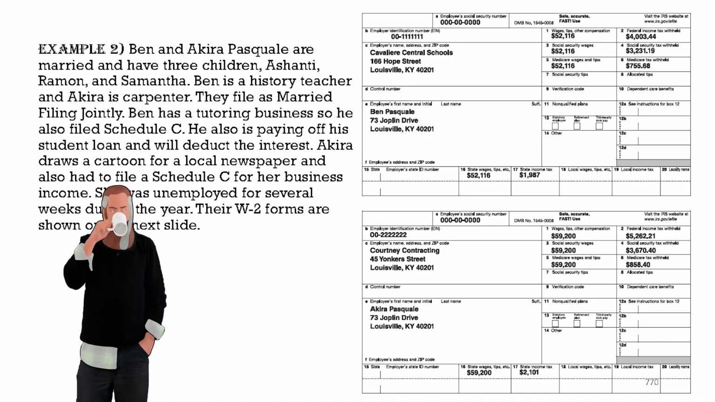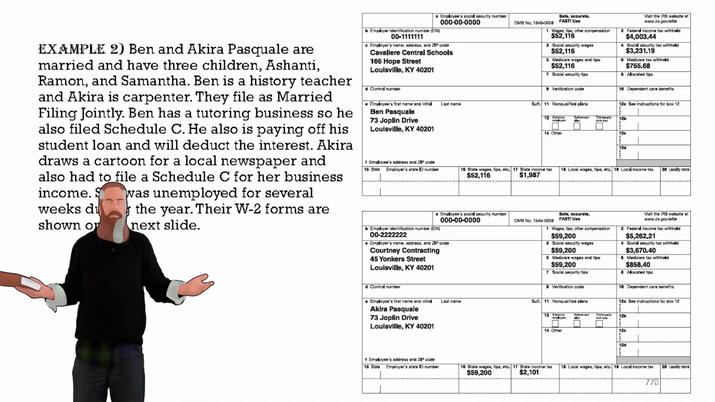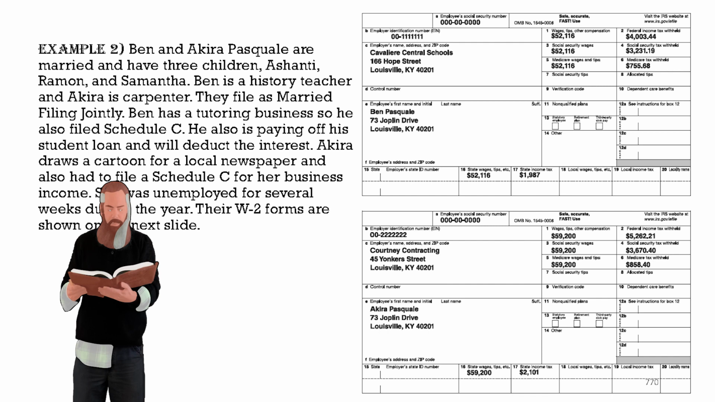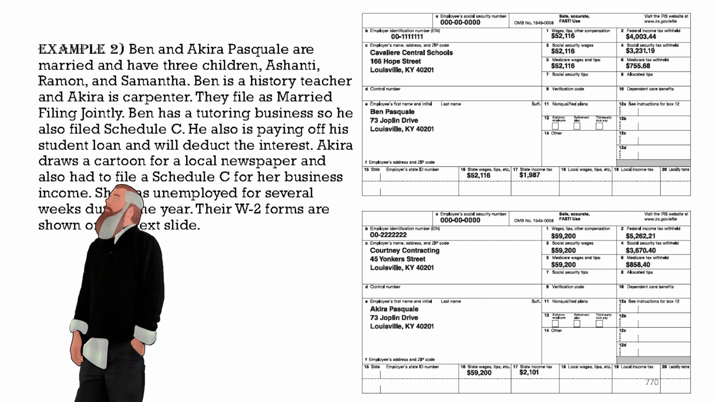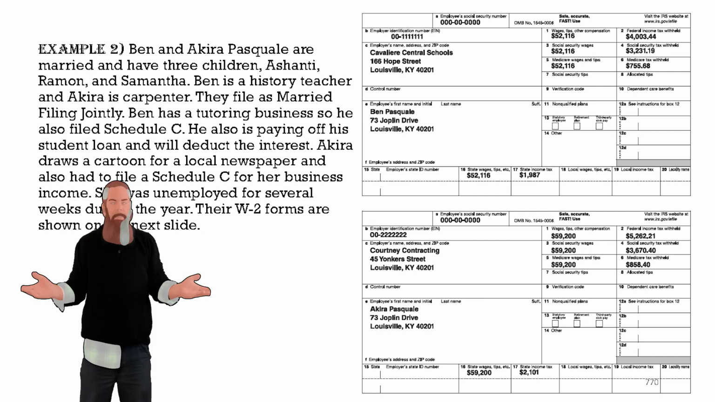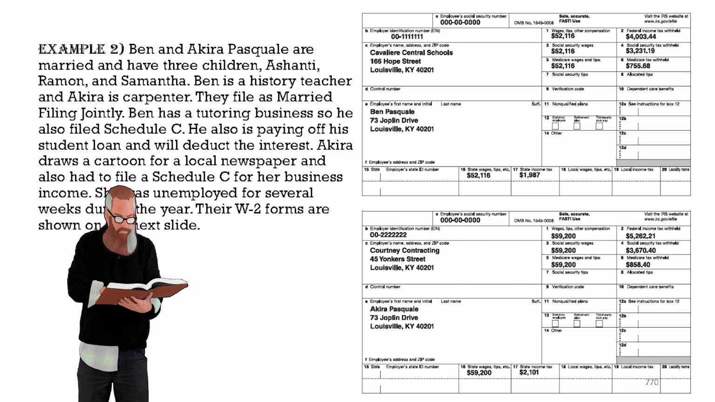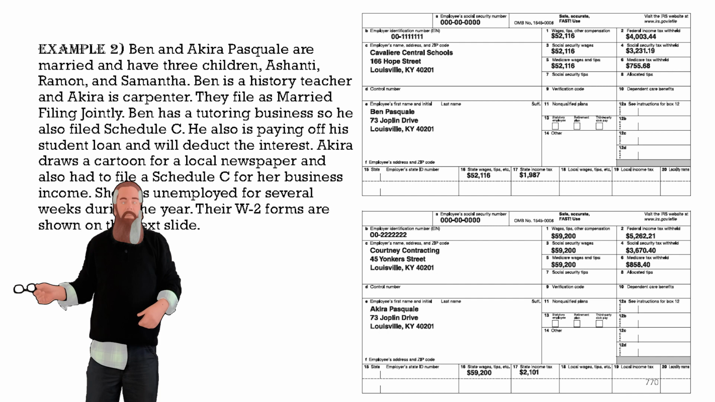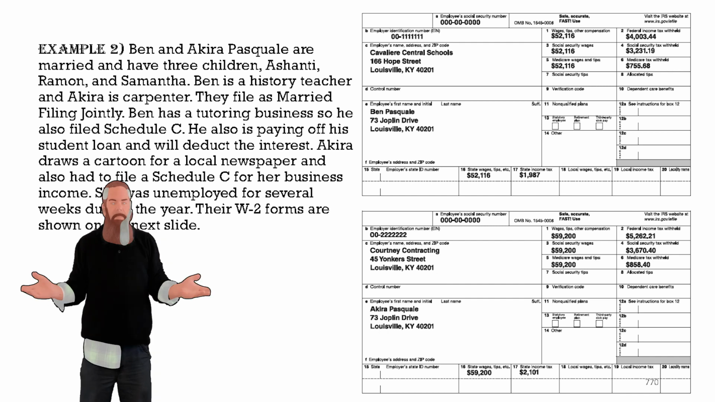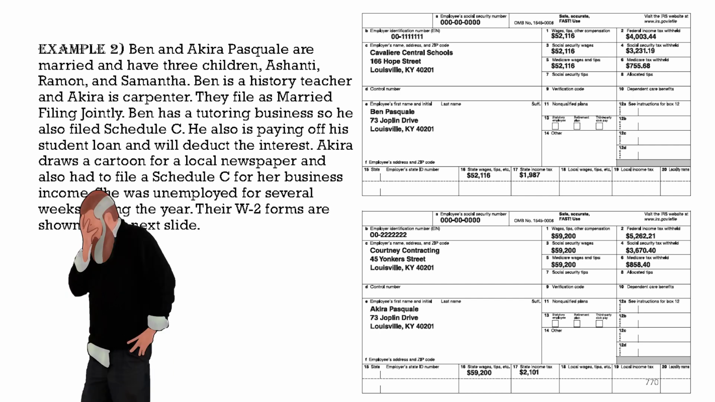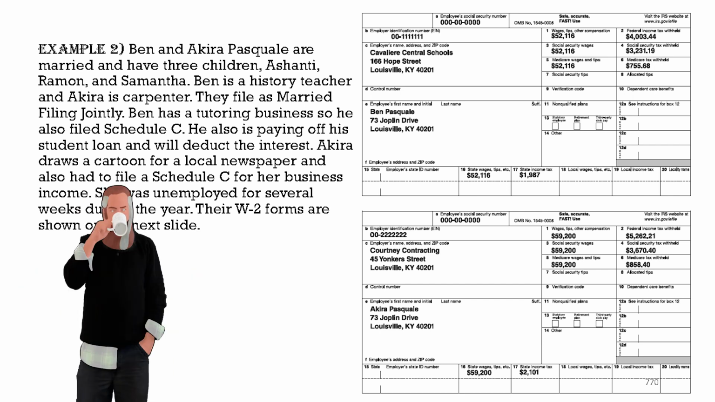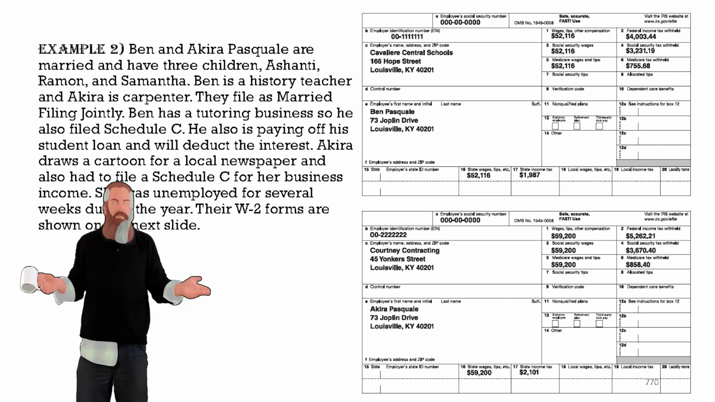Ben and Akira Pasquale are married and have 3 children: Ashanti, Ramon, and Samantha. Ben is a history teacher and Akira is a carpenter. They file as married filing jointly. Ben has a tutoring business, so he also filed Schedule C. He's also paying off his student loan and will deduct the interest. Akira draws a cartoon for a local newspaper and has also filed a Schedule C for her business income. She was unemployed for several weeks during the year. Their W-2 forms are shown here on the screen.